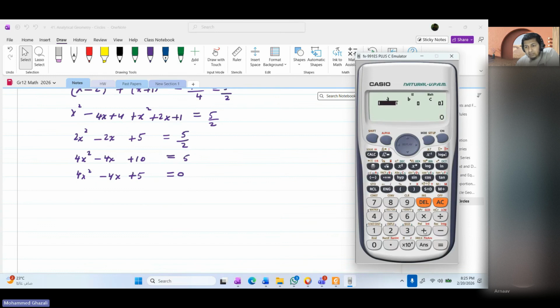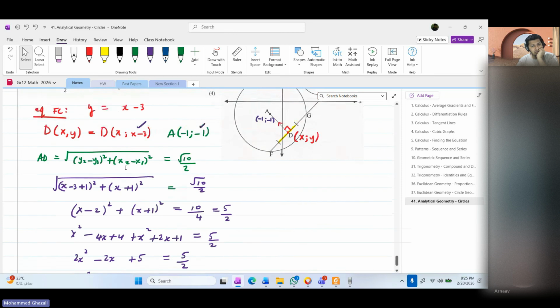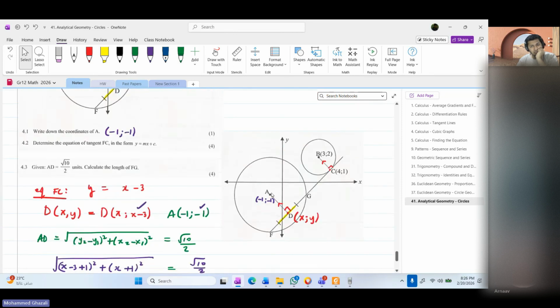Mode 5, 3, 4, -4, and 5. No, it's not working out. Unless AD is root 10 over 2. If AD is root 10 over 2, what is this? One second, guys. This is the radius. And that's another radius here. That's R, that's R. AD is root 10 over 2.